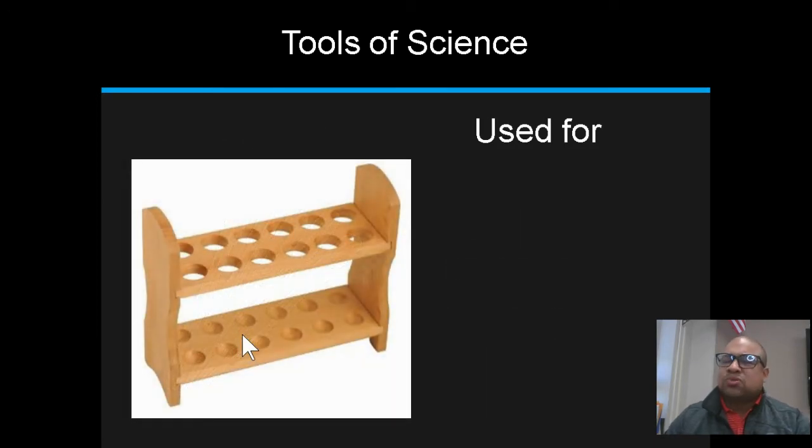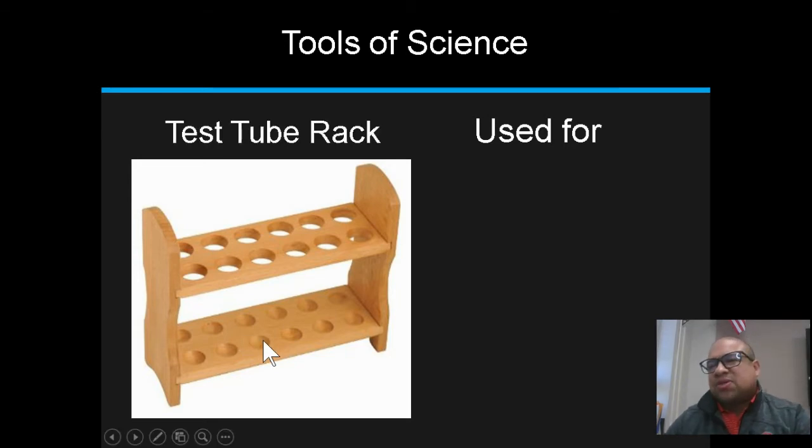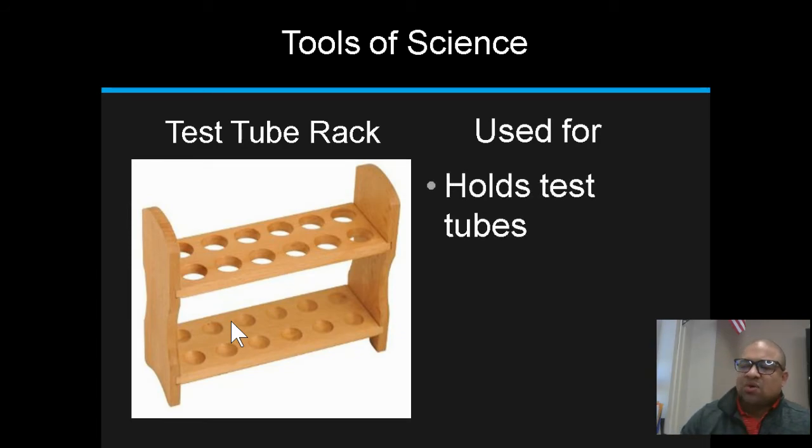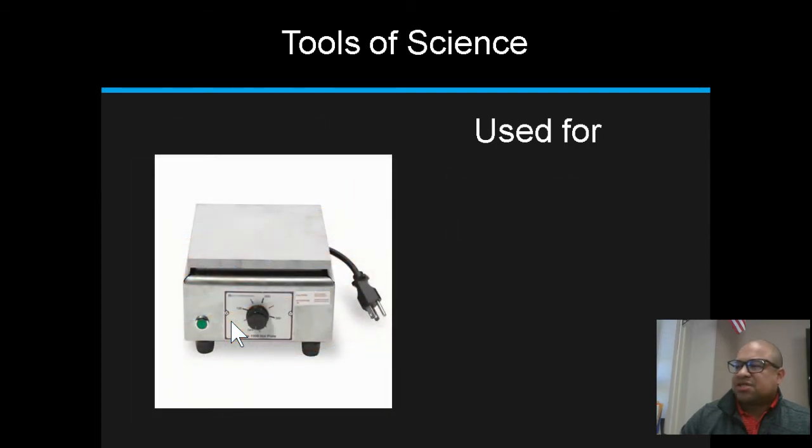Next, this is one of the older versions of what we call a test tube rack. So those fancy test tubes you saw earlier, we'll place them in here. We'll label them. We can use either a wax pen or a piece of tape to mark down test tubes A, B, C, D, or numbers 1 through 5, however you want to organize yourself while you're working in a lab. So they hold test tubes, which is their main function.